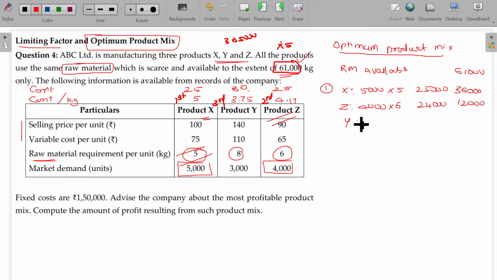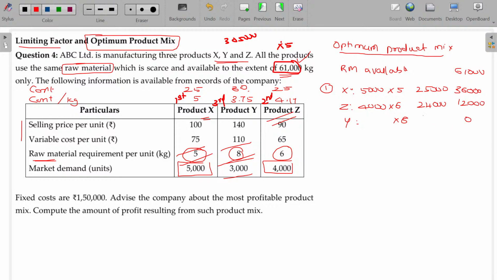also. Y. How many units can be saleable in the market? 3,000 units can be saleable, into per unit requires 8. So overall 24,000, but 24,000 is not available here. So what do you have to do? You can do the reverse calculation.